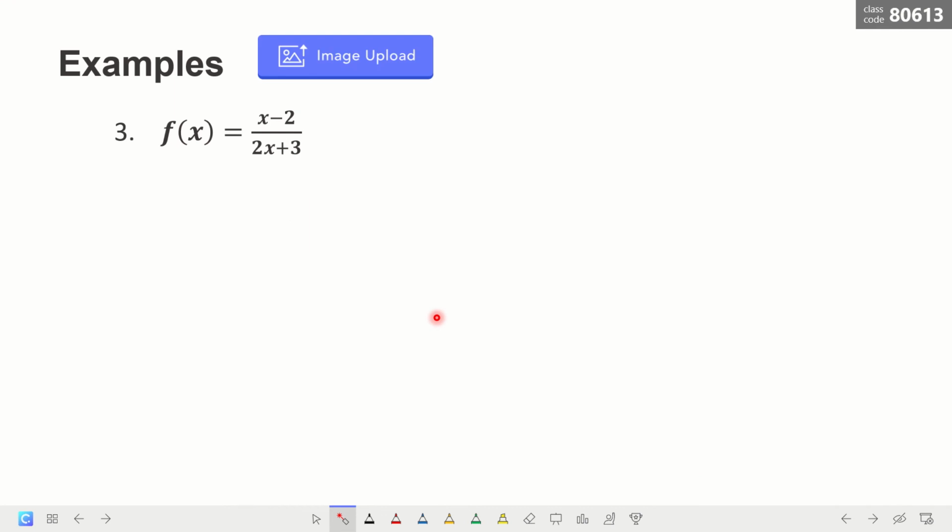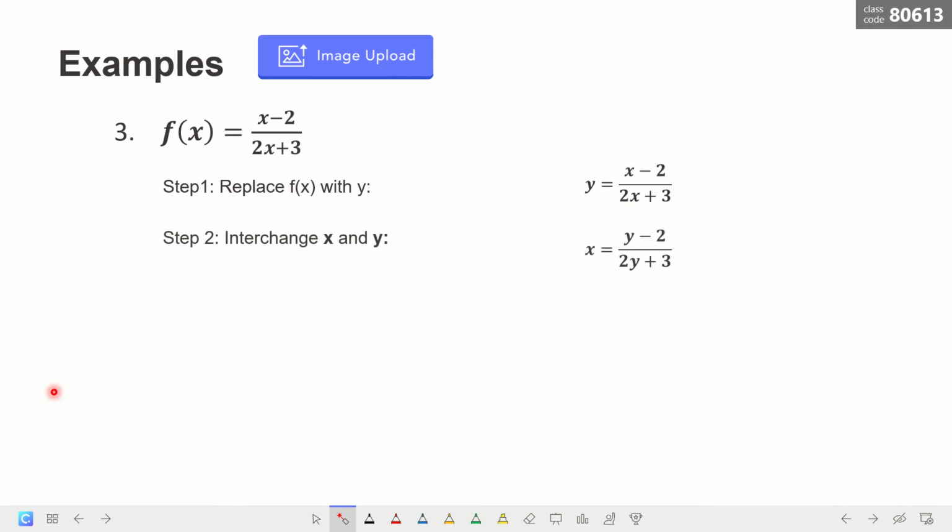Okay, so number 3. f of x is equal to x minus 2 divided by 2x plus 3. First step again: replace f of x with y, so y is equal to x minus 2 divided by 2x plus 3. Interchange x and y so that we'll have this equation. And then solve for y in terms of x.